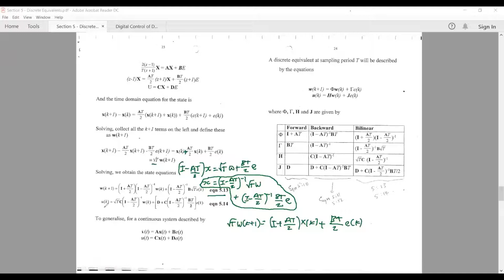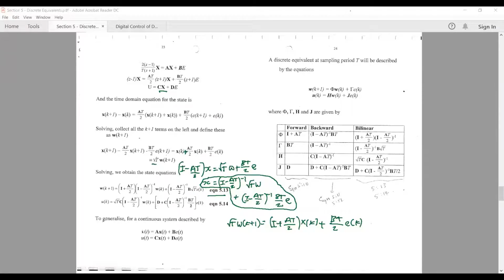And then u of k, again, in place of x, here we can substitute this x. So u of k will be this whole thing: root of T times C times I minus AT over 2 inverse times w of k plus this whole thing, D plus C times I minus AT over 2 whole thing inverse times BT over 2, times e of k. So w of k plus 1, I get it in terms of w of k and e of k, and u of k also I get it in terms of w of k and e of k.